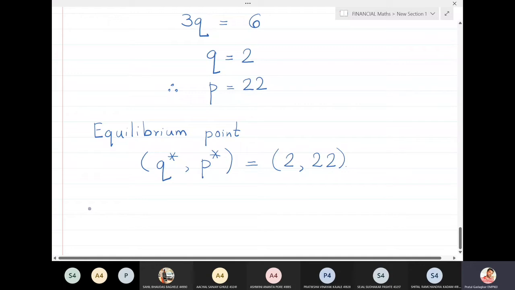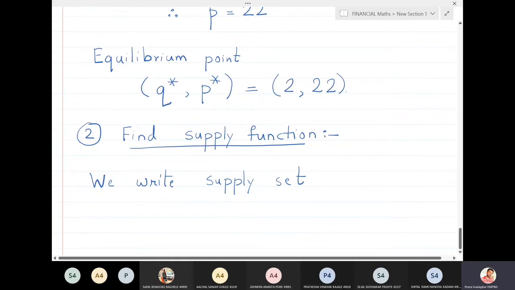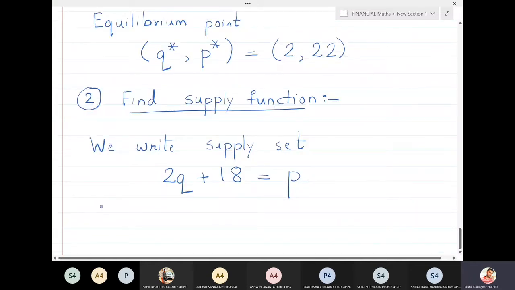Okay, second step, I'll find the supply function. To find the supply function, we write the supply set first. What is the supply set? The supply set is 2Q plus 18 is equal to P. Correct. And we will find Q from this.